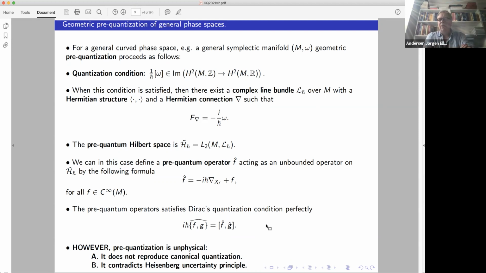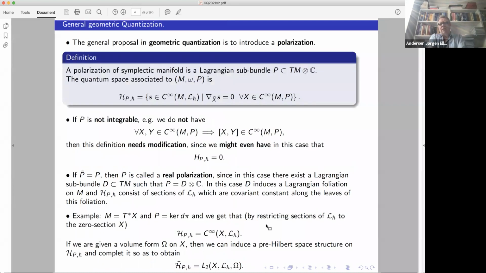So what's happening here is that, first of all, this does not reproduce canonical quantization, which the physicists are very happy about for Rn. And second of all, it also is a contradiction for Heisenberg's uncertainty principle. So clearly, this is not a sufficient theory. This is not good. However, geometric quantization also has a remedy for this.